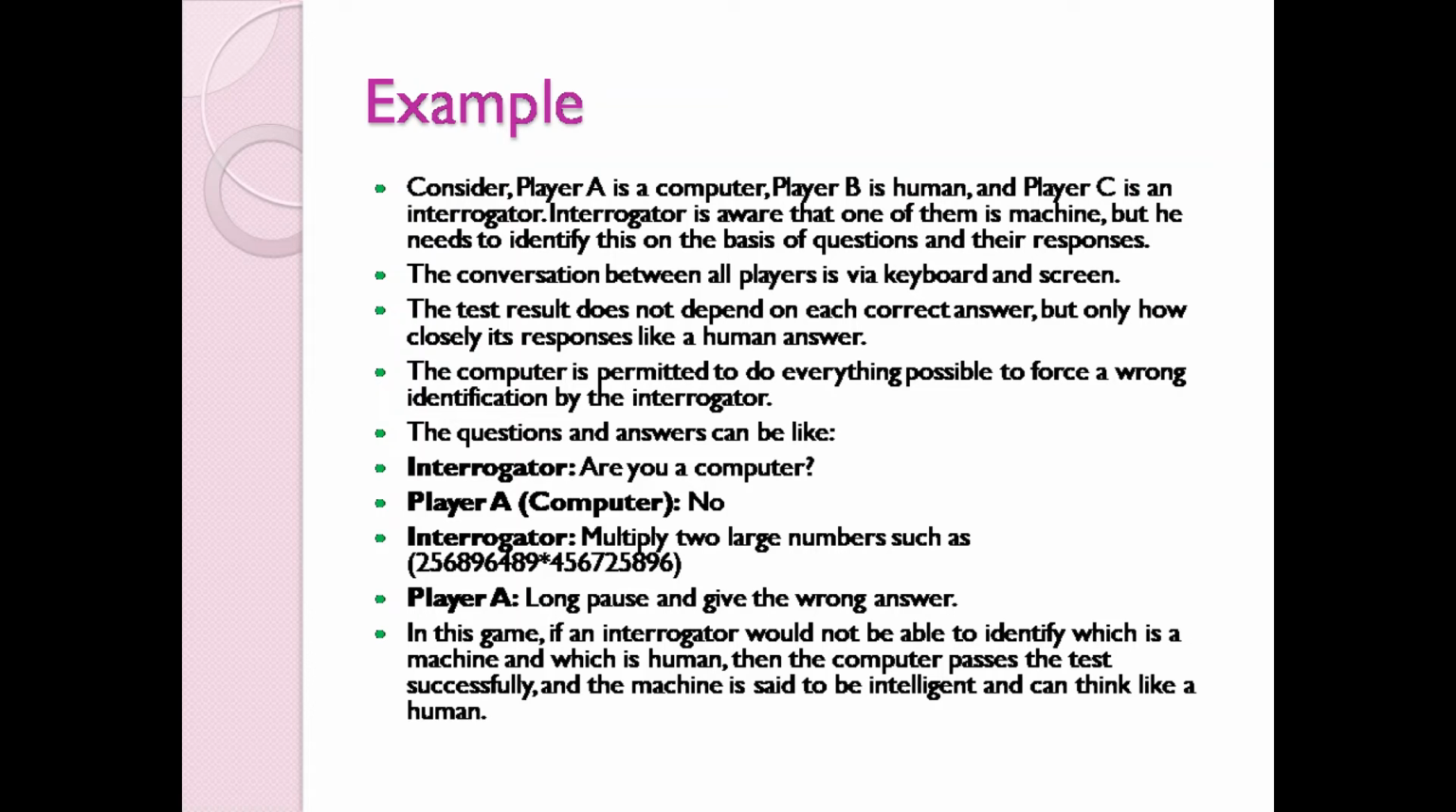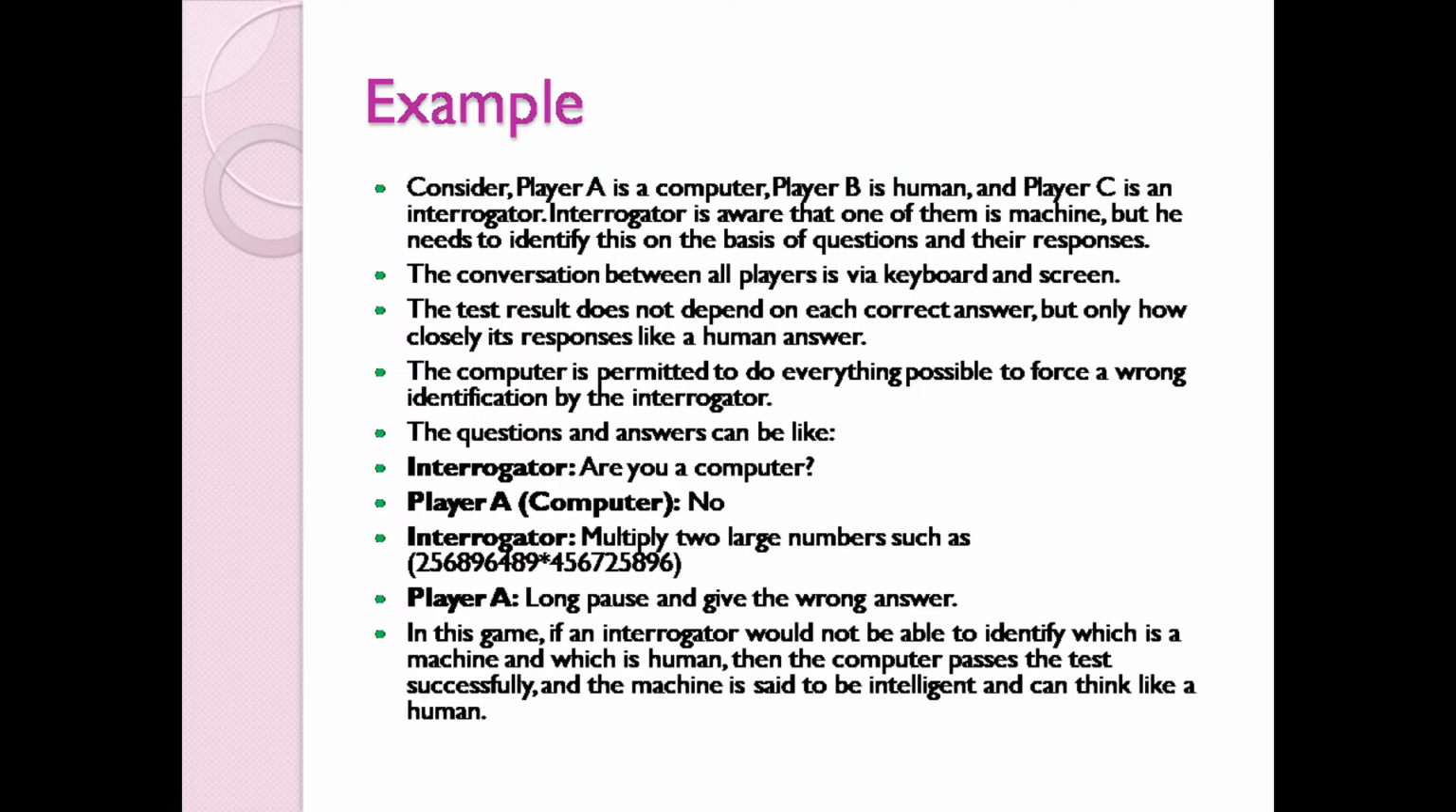For example, the questions and answers are like this. The interrogator is asking a question through typing only: are you a computer? Player A, as we know, is a computer, but it can respond with no, because it wants to prove that it is close to human. It behaves like a human, so it just replies no.